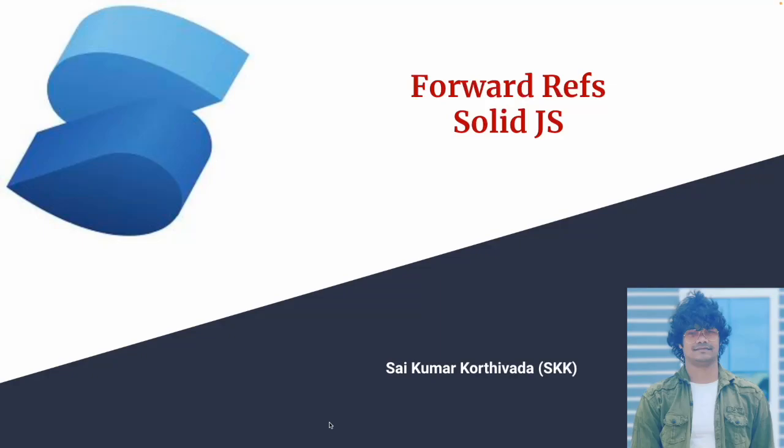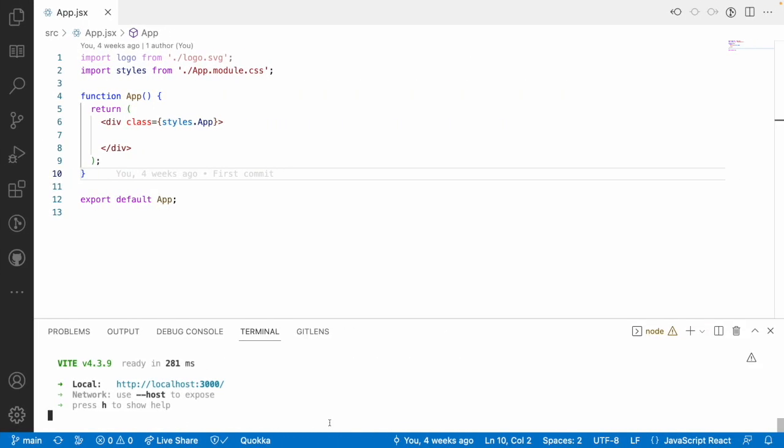In this video, we will learn what forward refs are in SolidJS and how they are useful. So let me quickly jump into Visual Studio Code, and here let's learn about forward refs. Forward refs are something like creating your refs at a parent level and sending them to the child components and accessing that ref in the child component. So that ref will be referenced to your child component. So we'll see with an experiment.